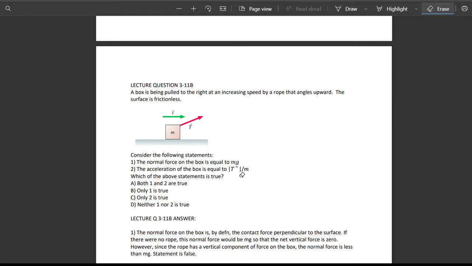So let's write out the relevant equations going on here. We have force equals mass times acceleration. So we can reorganize this as force divided by mass is equal to acceleration. So that's what this statement is referring to. And then we have the second statement: the normal force of the box is equal to mg. This one's referring to the fact that when you have a surface on the ground, the normal force is the force of the ground acting back upon the block.